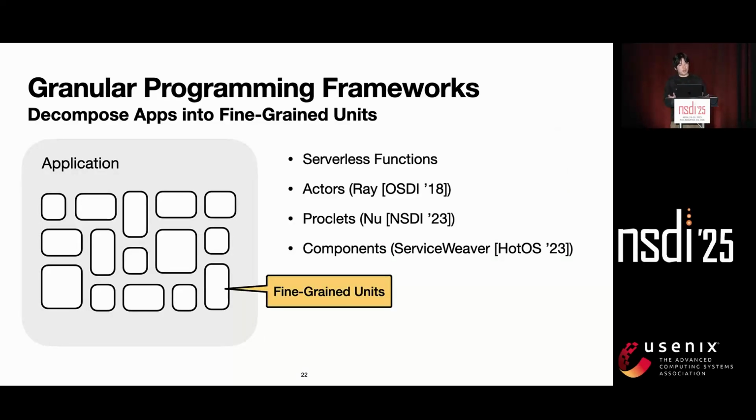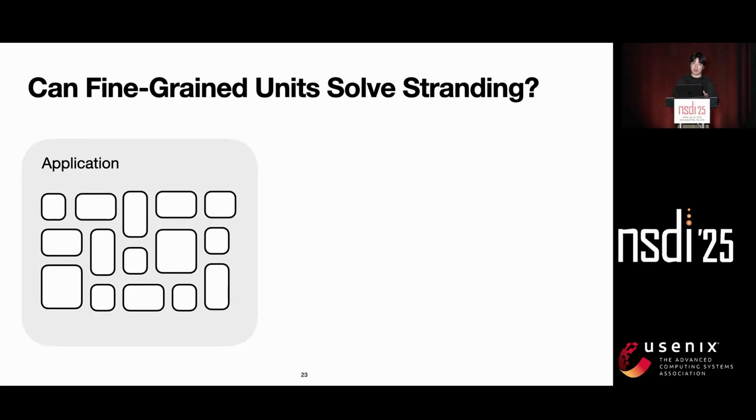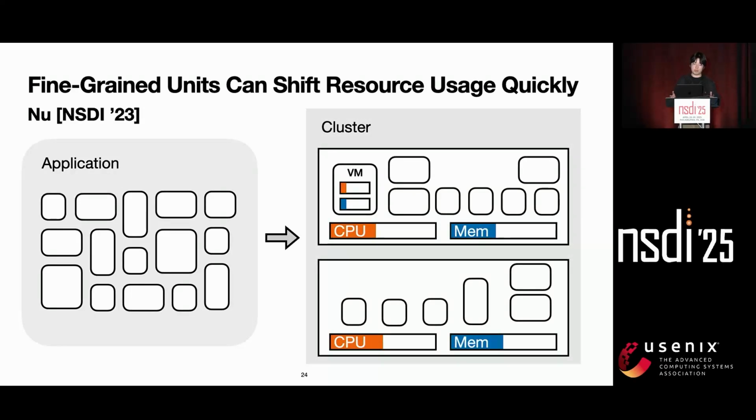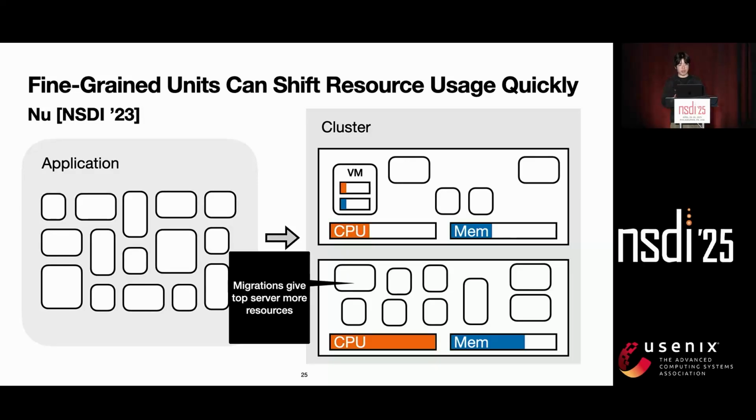In contrast, there's a recent line of work called granular programming that makes local versus remote accesses explicit. In such frameworks, developers break their applications into small units, shown by the mini boxes on the left. Memory accesses within a unit are local, and cross-unit accesses may be remote. One may think that granular units can solve stranding because, as we have shown, coarse-grained units, like virtual machines, suffer from stranding. In particular, a prior granular programming framework called Nu sounds promising because it allows applications to shift resource usage across servers interchangeably via migrations, for example, in response to resource pressure.